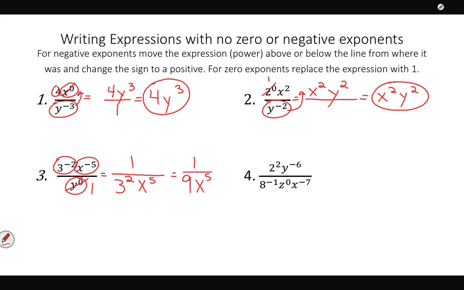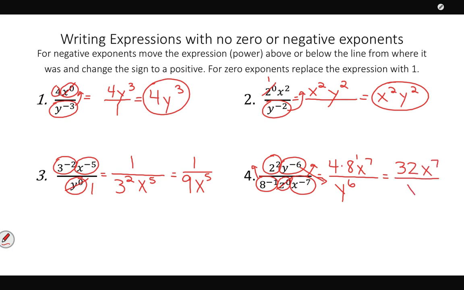All right, and then the last example here, we have 2 to the second. So that's going to be just 4. I have a z to the 0. That's 1, so I'm just going to cross that out. This 8 to the negative first must move up. That just becomes times 8 to the first on top. This y to the negative 6th, I'm going to move down below, becomes y to the positive 6th. And then this x to the negative 7th must move up to be x to the positive 7th. And now I evaluate. Well, 8 to the first is just 8, so 4 times 8 is 32. X to the 7th over y to the 6th.